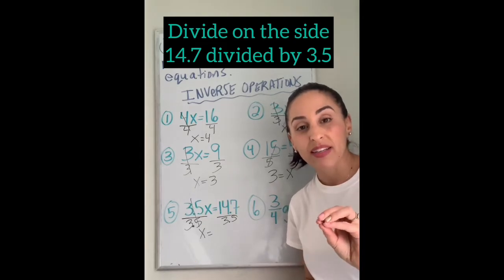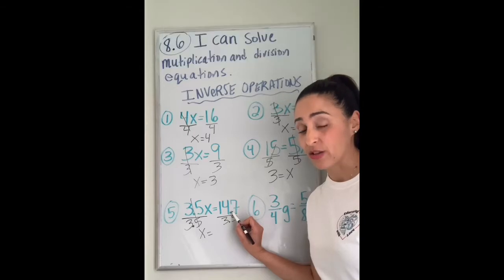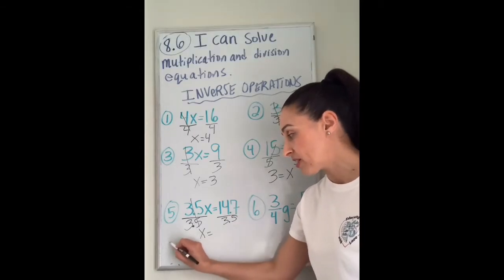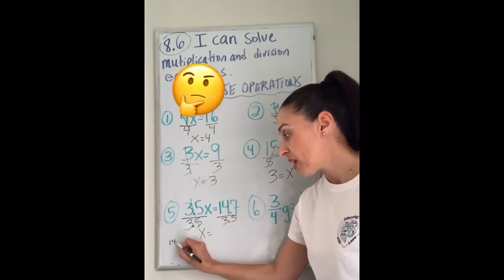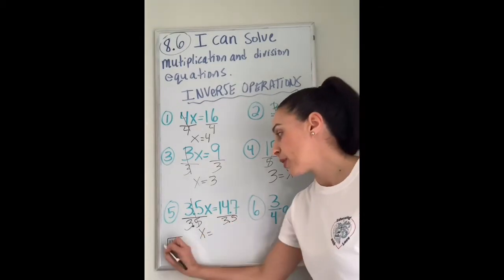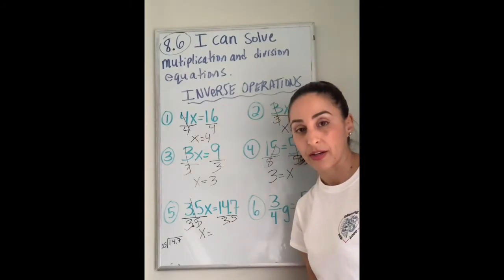So the way we're going to set it up, he is on the roof. He wants to get down from the roof and inside the house. 14.7, 14 and 7/10. I'm going to do my work right here on the side. 14.7 is inside the house. He wants to get off the roof and inside the house divided by 3.5. 3.5 is my new divisor.